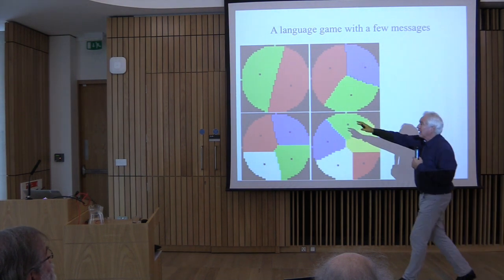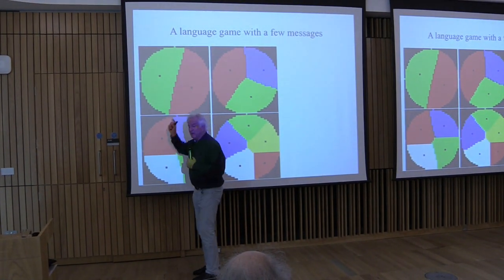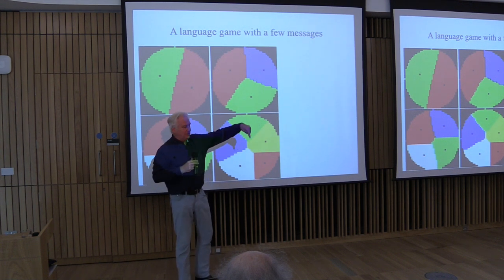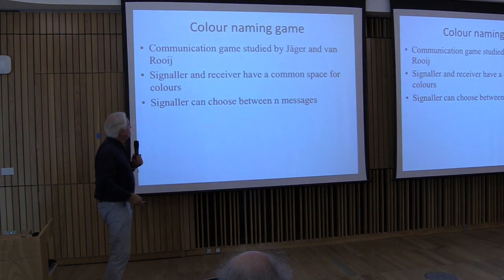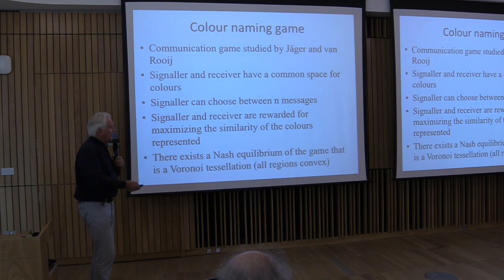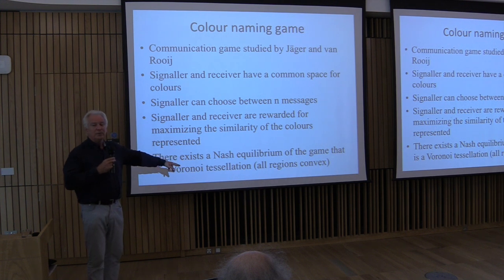So the color space is, say, a circular space. You have 2 messages. You can say A or B to the receiver. Then the receiver has to point to one place in color, and you're rewarded by the distances. What Jäger and van Rooij show is that there is a Nash equilibrium of the game. You simulate it on a computer and run it until you get some kind of fixed point. And the Nash equilibrium turns out to be a Voronoi tessellation, all regions convex.